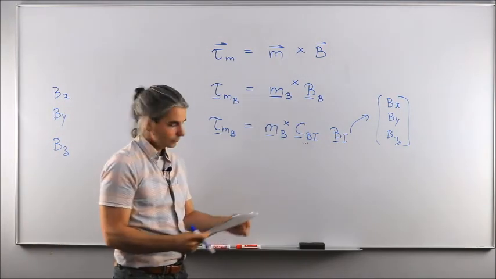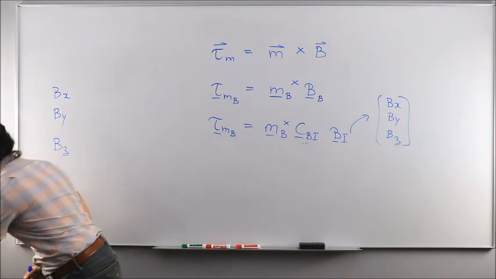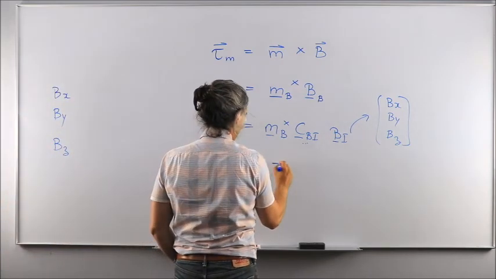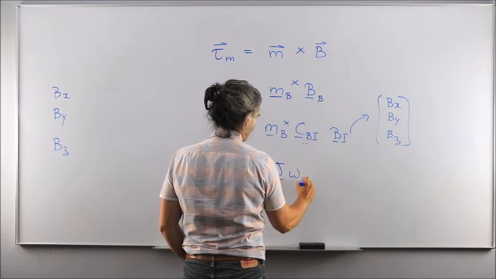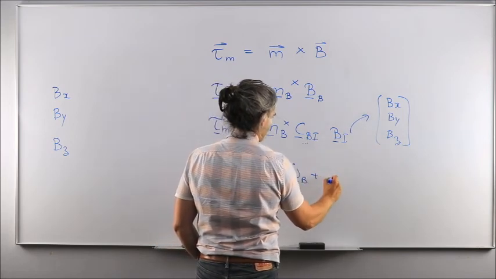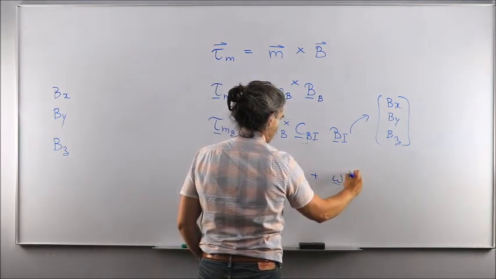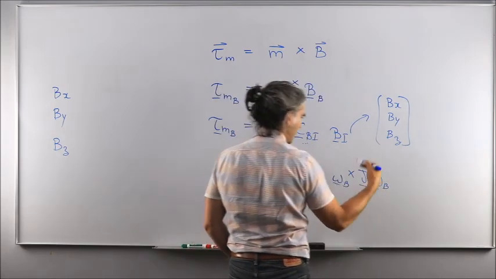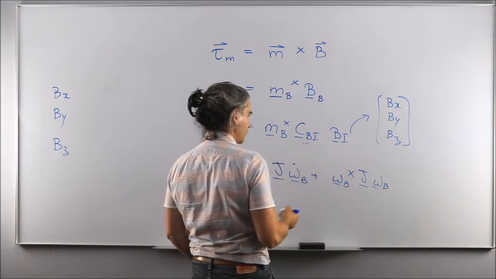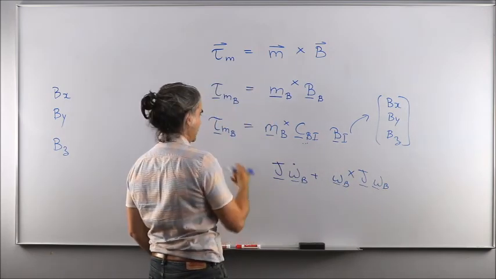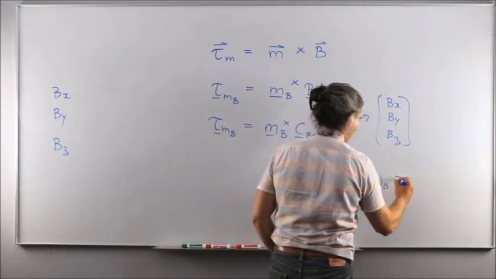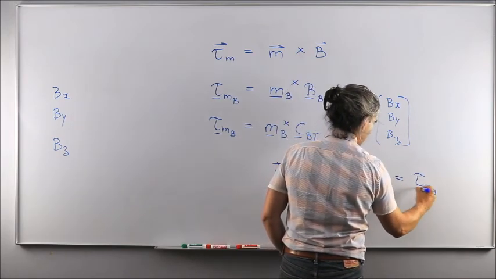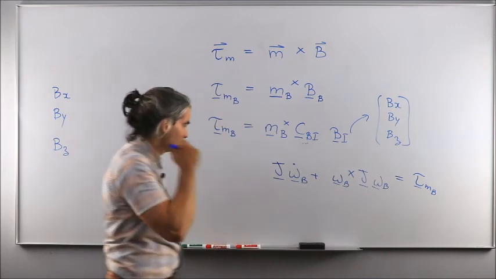expressed in the body fixed reference frame, and then use that in Euler's equation, which is our J omega_B dot plus omega_B skew times J times omega_B equal to the net external torque applied to the spacecraft. Well, if you only want to see the effect of magnetic torque on the spacecraft motion, you just have to plug this back into Euler's equation like that.